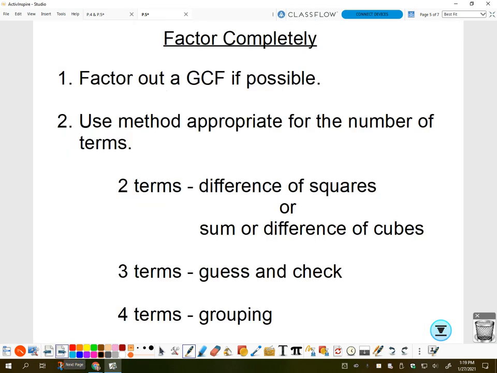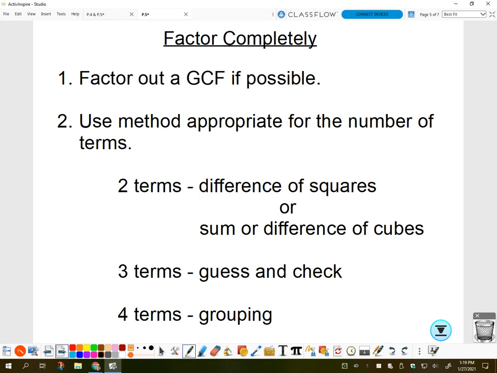All right, so next, if you're told to factor completely, that means you have to look to see if there's a GCF. If there is, take it out. If there's not, move on to step 2. Step 2 is looking at what you have in parentheses if you took out a GCF, or just looking at the problem if there was not a GCF. How many terms do you have, and then factor accordingly.